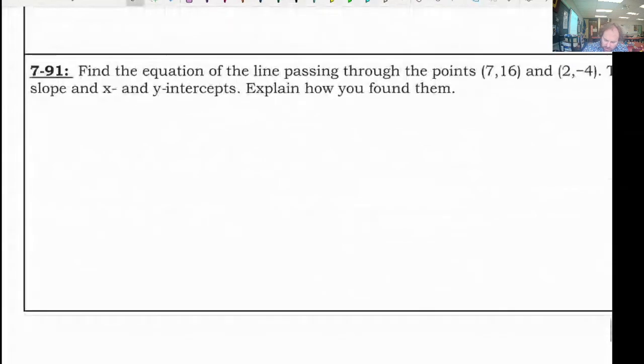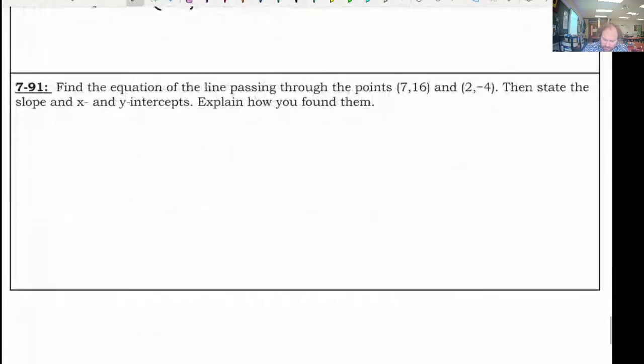791, we're going to find the equation of a line passing through the points (7, 16) and (2, -4), and then find the slope and the y-intercept. This is a review problem. Keyword: if you're talking to the text and writing along with us, line. This is going to be an mx plus b situation. So let's think about that.